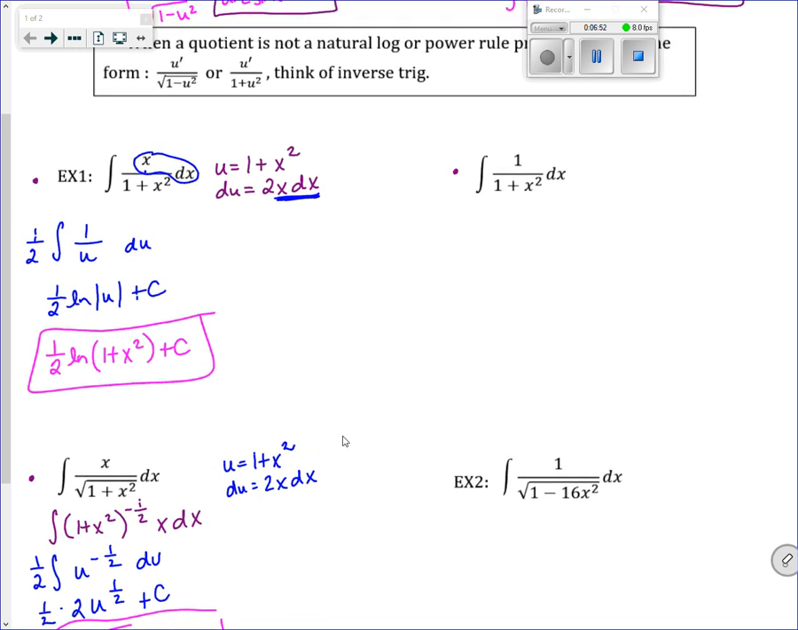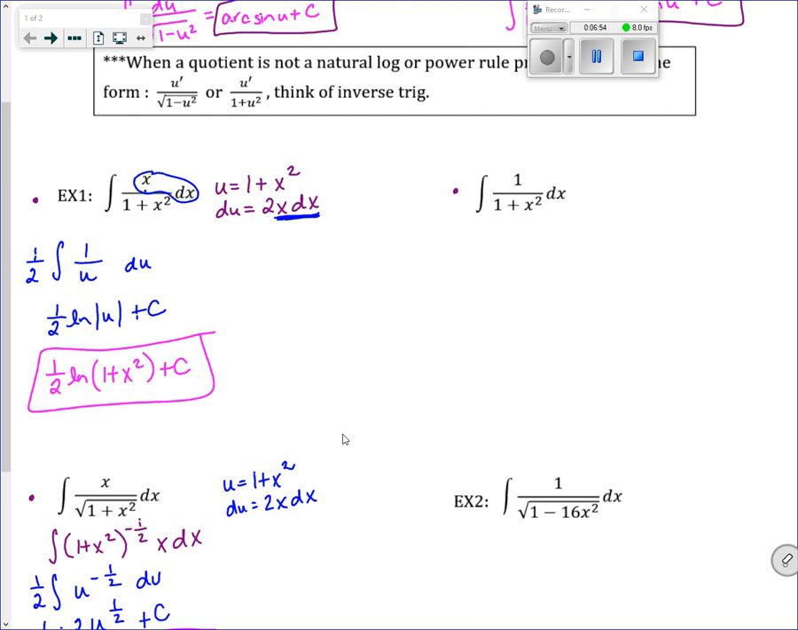Ask yourself, does this one resemble one of these two forms right here? And you go, well, yeah, it looks kind of like this one. That should be obvious, there's not a square root in it. So when it's that way, just trust me, I like to put parentheses around my u. On this one, it seems like a pointless step, but just trust me.